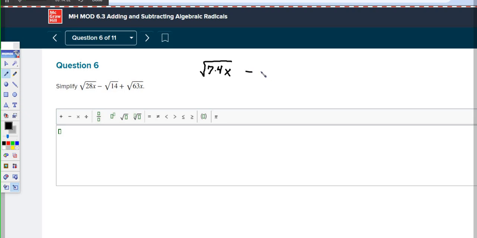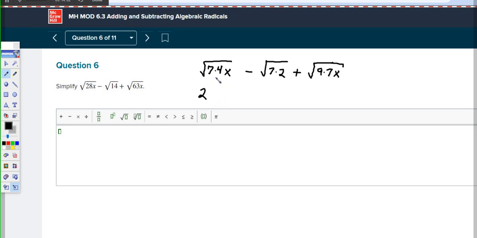Then we subtract from that square root of 14. Well, let's see. I break down square root of 14. I can get 7 times 2. I don't have any pairs or perfect squares there. That doesn't help me out any. And then I got plus square root of 63. That'd be 9 times 7. Okay. And then I have that x in there. Let's see how this simplifies down a little bit.